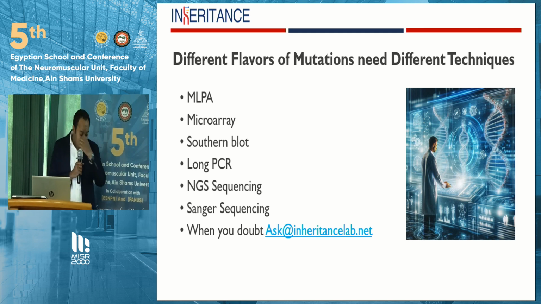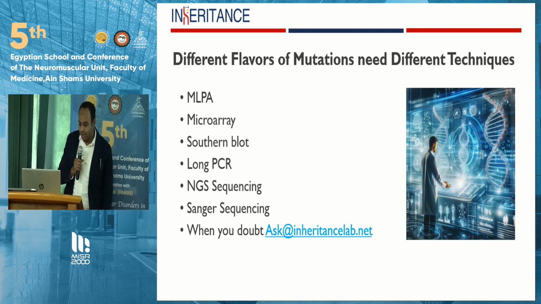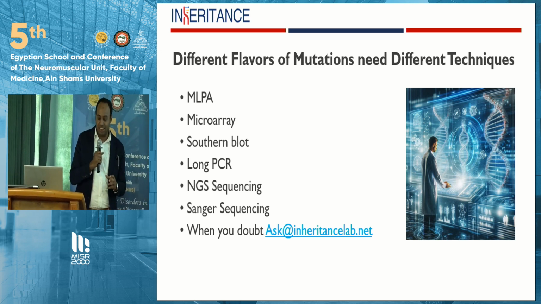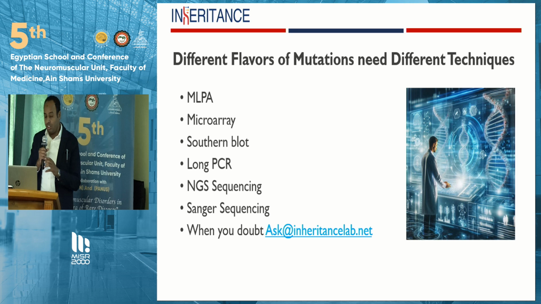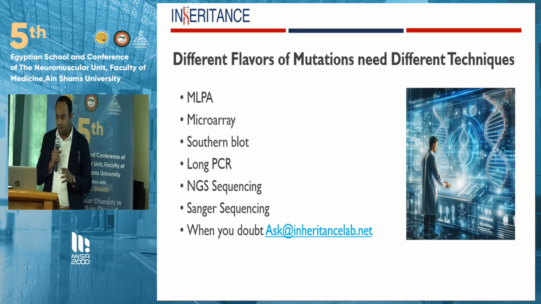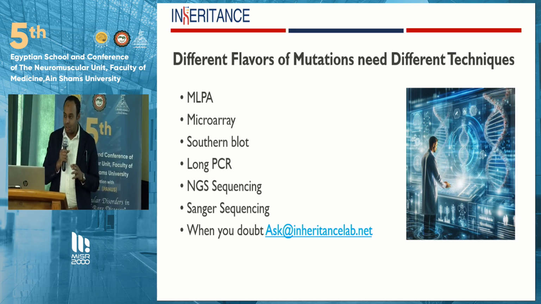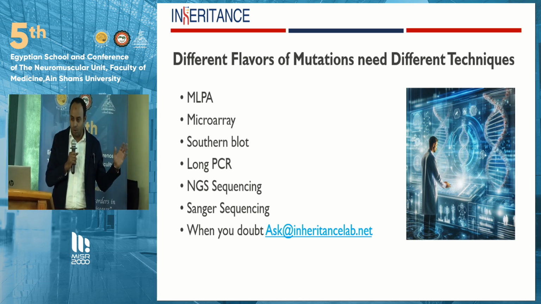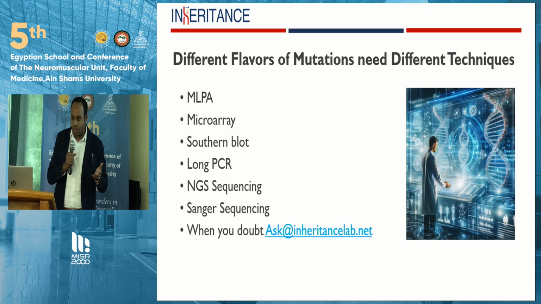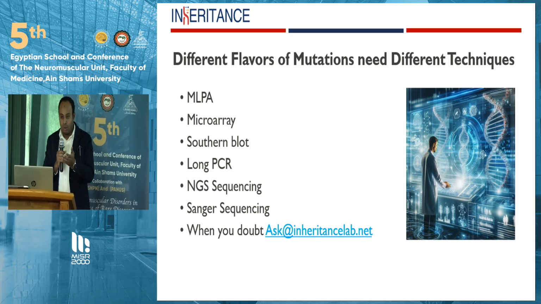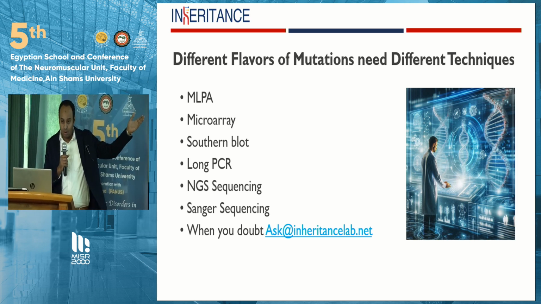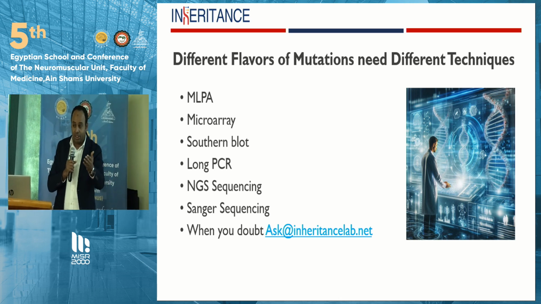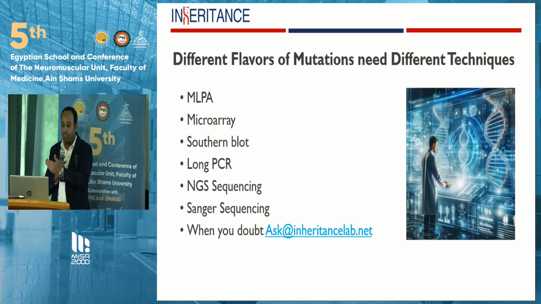A lot of techniques that we heard about, like MLPA, microarray, Southern blotting, long PCR. So which one do we use for a certain genetic disorder or for certain genetic mutations that we suspect? Actually, each and every kind of mutation has its own gold standard method. For example, for the repeats, the gold standard is Southern blotting. We do it with NGS, by the way. Whole genome sequencing can cover it, but the gold standard is Southern. We have to confirm with Southern.